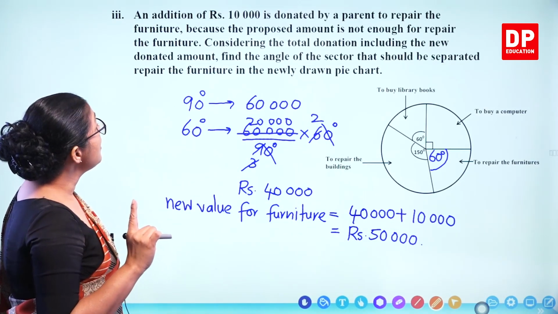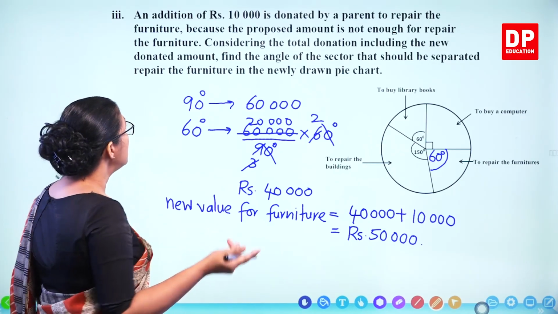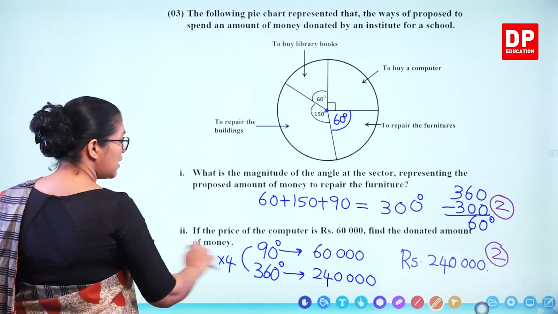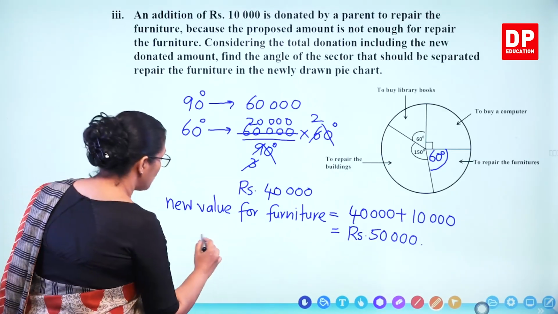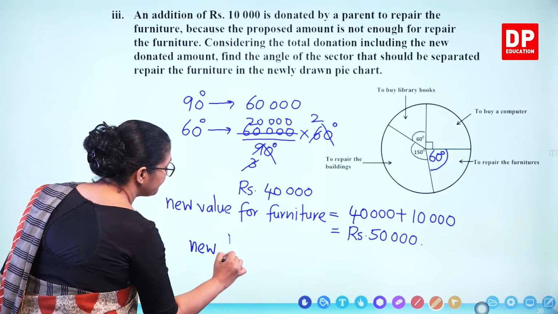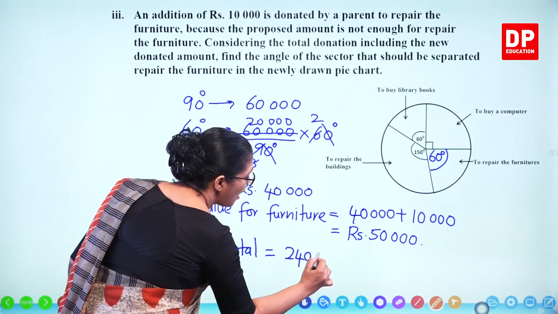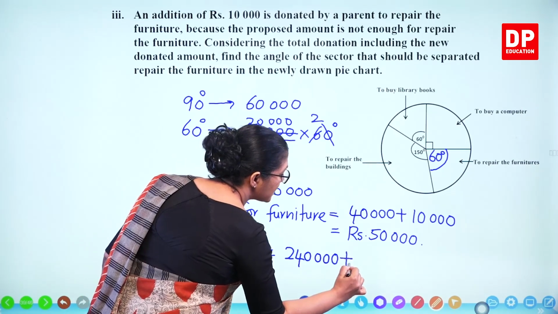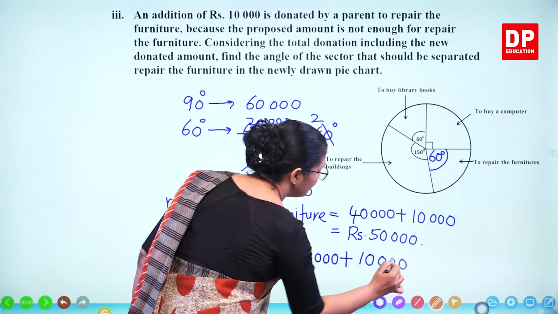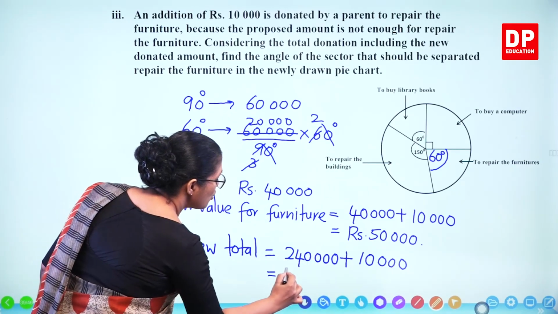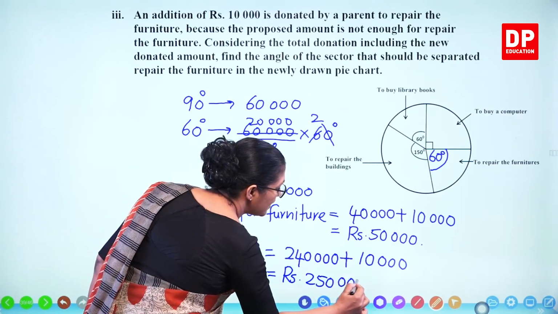Then you need to find out the total amount. Now total amount also changing. Earlier it was 240,000 rupees. So add, so the new total 240,000 plus 10,000. So what's the value? 250,000 is the total now.